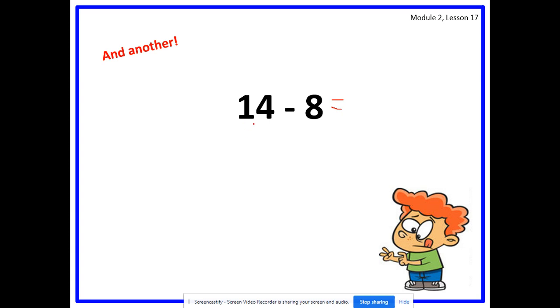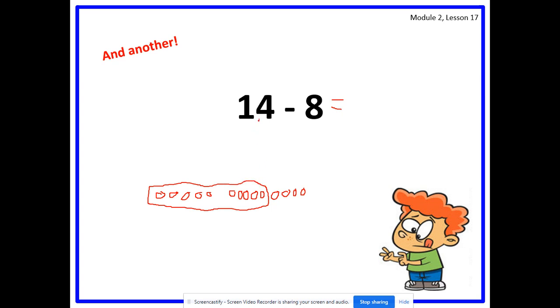So follow along. 14 minus 8. What is our whole number? Get ready. Yes, 14. So you should have drawn 14. 1, 2, 3, 4, 5, 6, 7, 8, 9, 10, 11, 12, 13, 14. And you should have circled 10 or boxed 10.